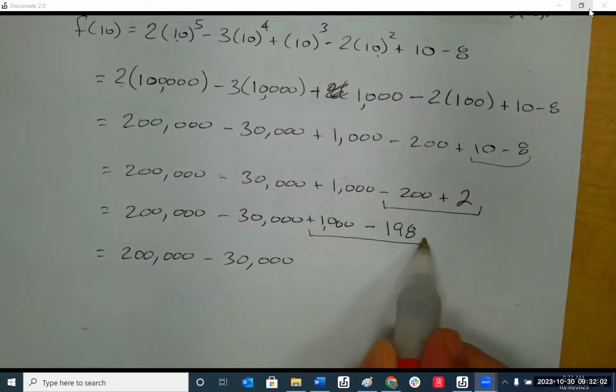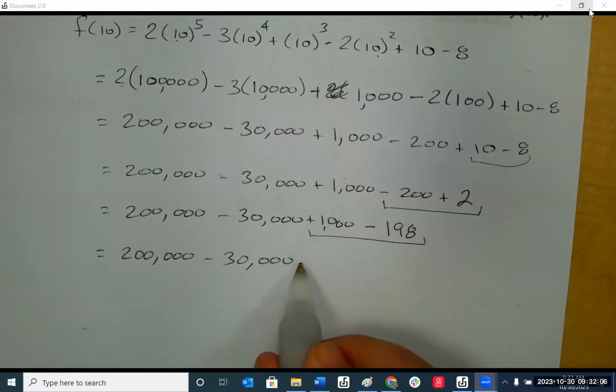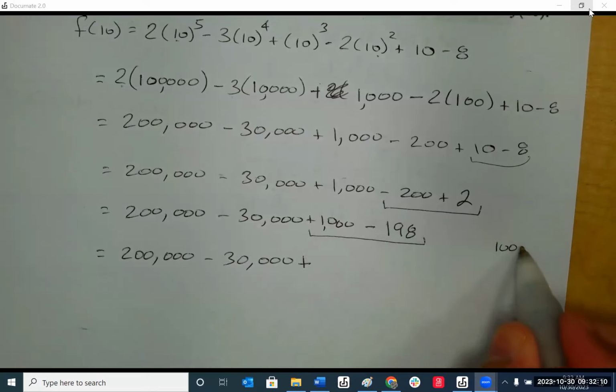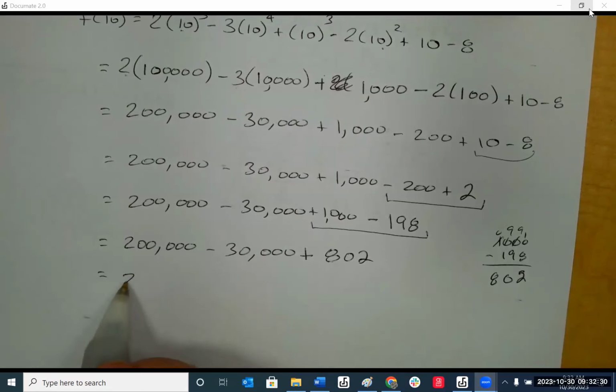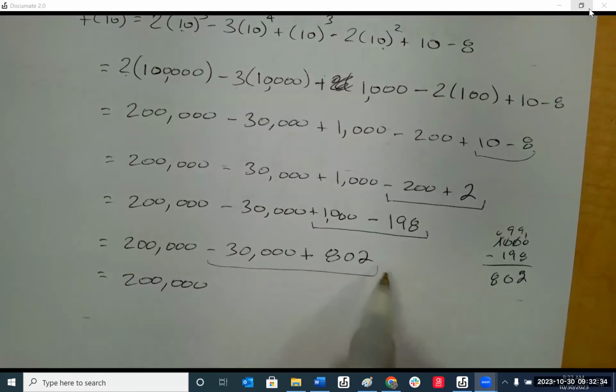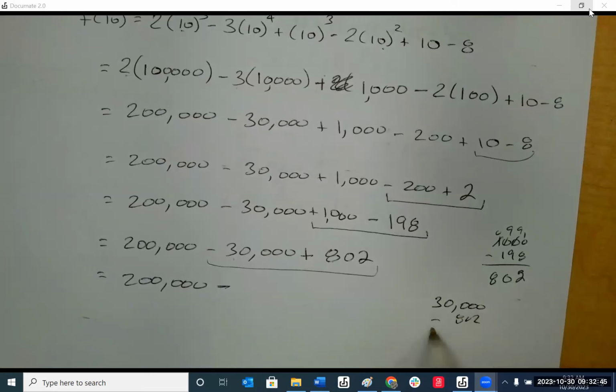Then we have a positive 1,000 minus 198. 1,000 is bigger, so it's positive. 1,000 minus 198 is 802. 30,000 is bigger than 802, so it's a minus. So 30,000 minus 802.